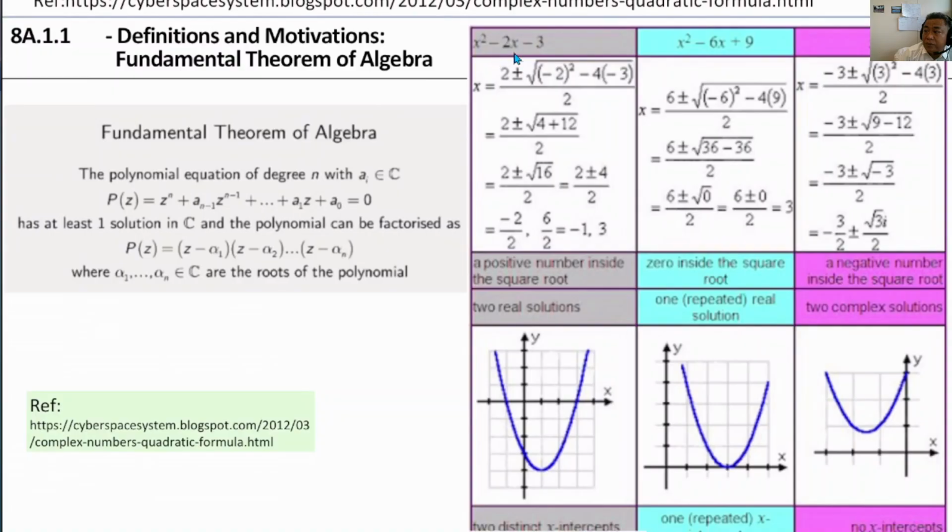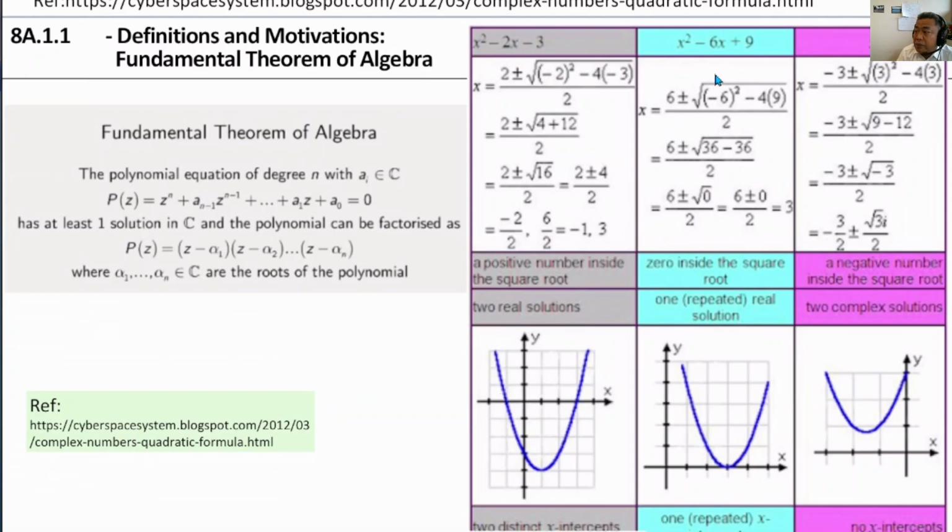So we have x squared minus 2x minus 3, and when we solve for x, we realize that the radical contains a positive number. In this example we have 16, so we have 2 plus or minus the square root of 16, which is 2 plus or minus 4, and we find that minus 1 and 3 are solutions. When we plot the equation, one side crosses at minus 1 and the other at 3. So these are two real solutions, very similar to our problem of x squared minus 4.